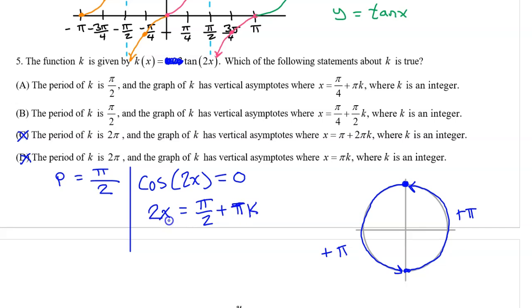We need to get x by itself by dividing every term by 2. So if we divide the first term by 2, we get x. Pi over 2 divided by 2 is pi over 4. And if we divide pi k by 2, we get pi over 2k. Let's look for which option has this as the asymptote expression. And there it is, x equals pi over 4 plus pi over 2k, where k is any integer. So the answer is B.